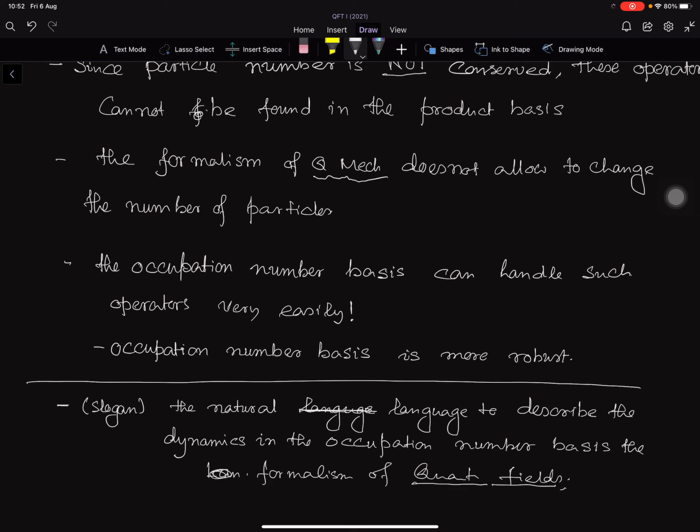Okay, so we conclude this session by emphasizing the fact that, firstly, any operator which is there in the product basis can be written in the occupation number basis. But the converse is not true. In the occupation number basis, there are more general operators which cannot be written in the product basis. In that sense, the occupation number basis is more robust. And then we concluded with a slogan which we did not try to justify: the natural language to describe the dynamics in the occupation number basis is the formalism of quantum fields.